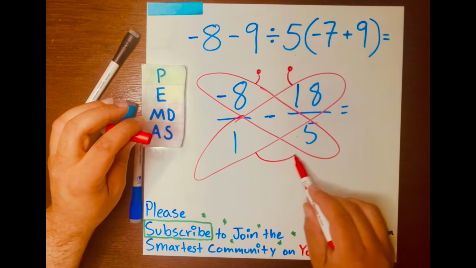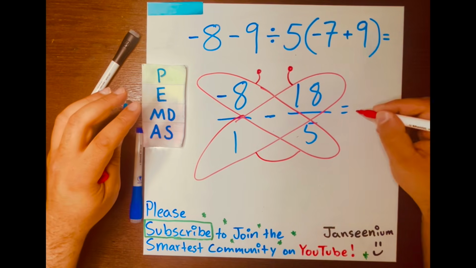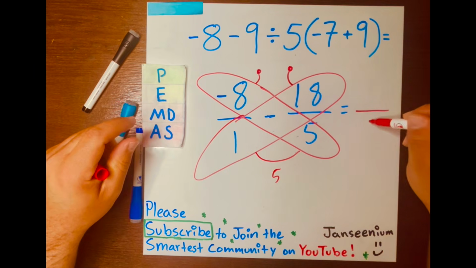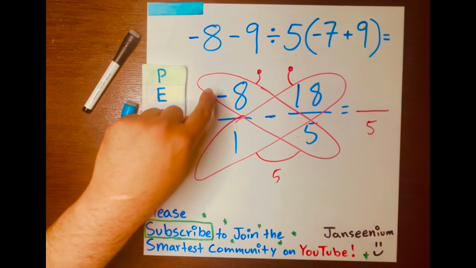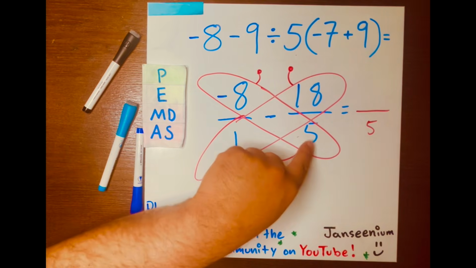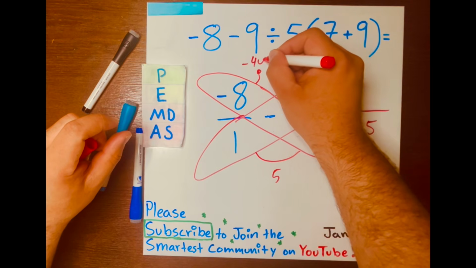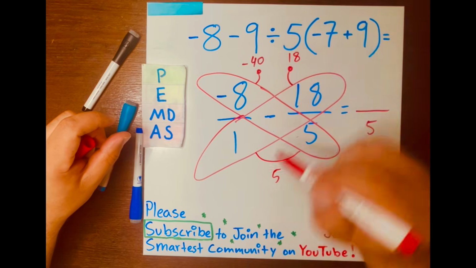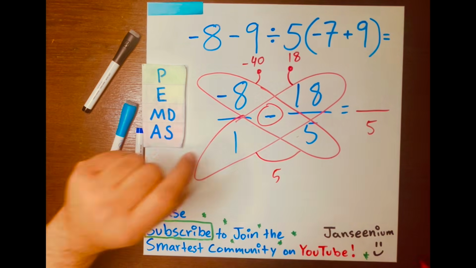So here's the body. It's a pretty butterfly. The body will give us the denominator. So 1 times 5 is 5. So I write 5 below the fraction bar. So that's our denominator. Next, we multiply negative 8 times 5, which is negative 40. And then 1 times 18 is just 18. And we're subtracting. Negative 40 minus 18.